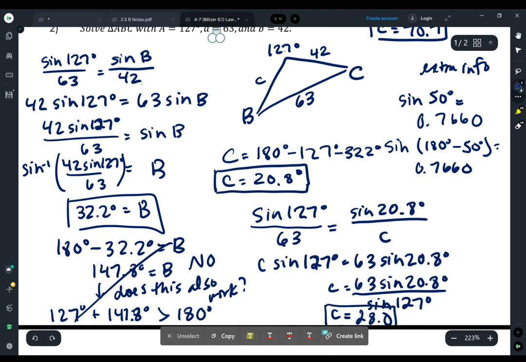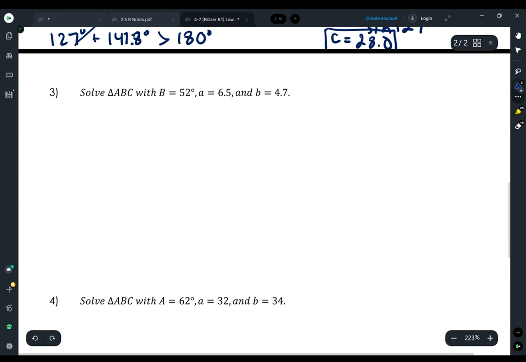So we have angle C, side C, and angle B. Make sure you are putting degrees on all of your angles. You have to have degrees on them. All right, so that was our first case. So we're going to look at another one.